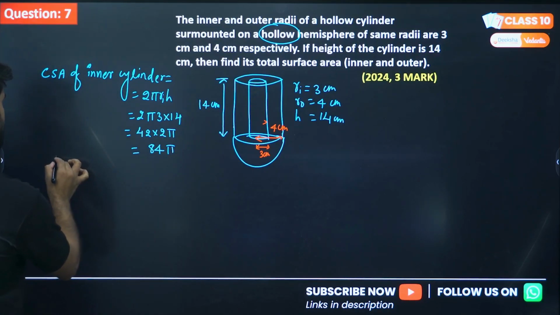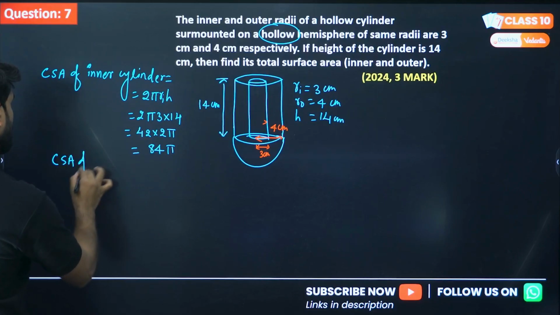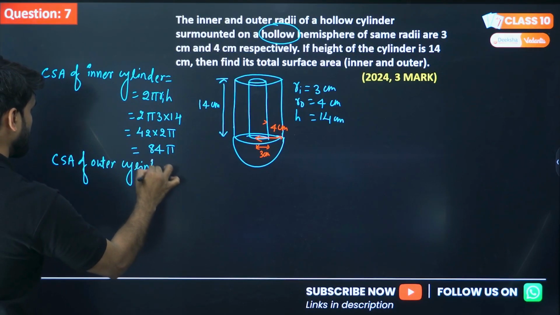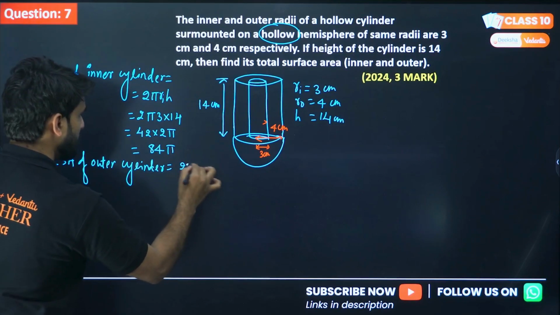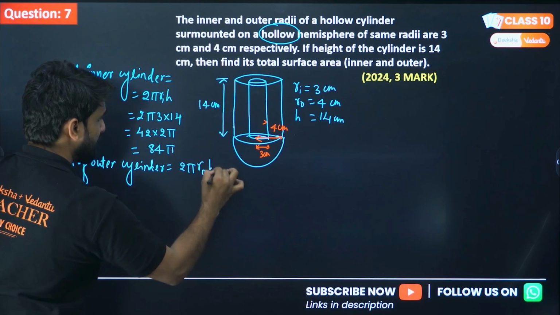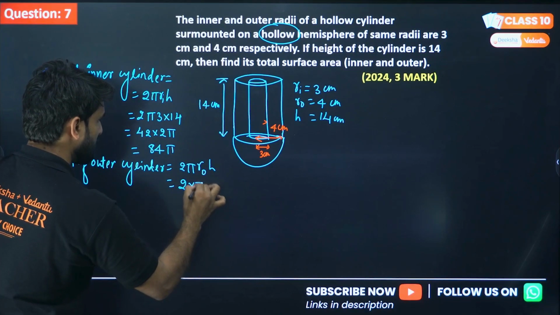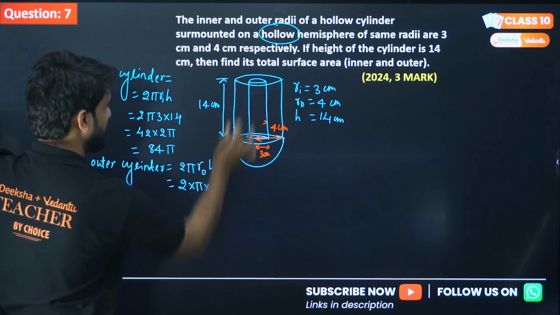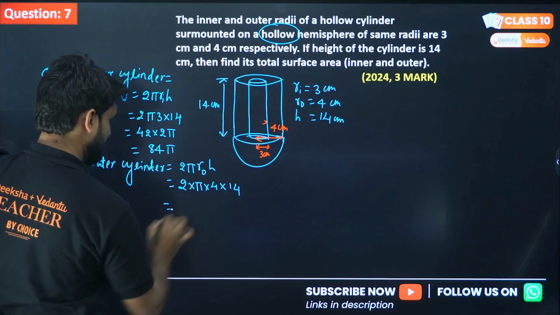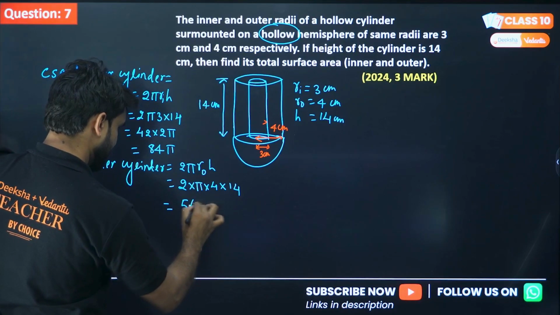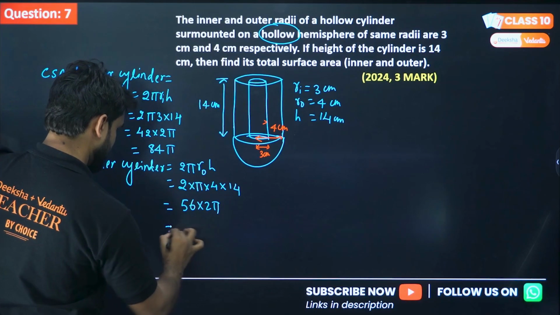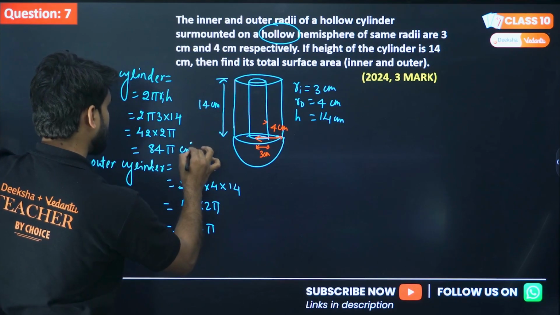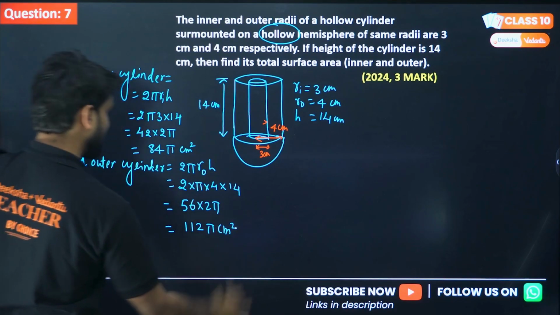Similarly, the CSA of the outer cylinder. The formula is 2 pi r h. For the outer I am using Ro. So 2 pi Ro, the outer radius is 4 and the height is 14. So this will be 56 into 2 pi, which is 112 pi centimeter square.